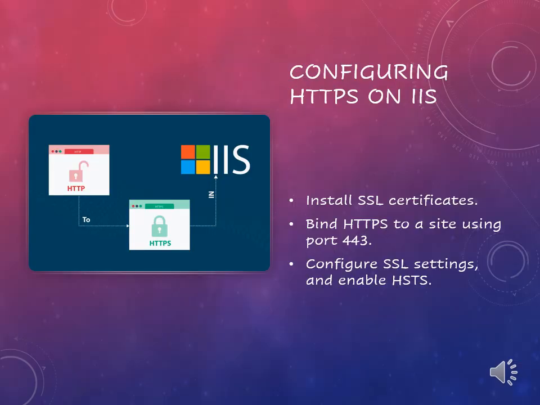In this slide, I will talk about steps to configure HTTPS on IIS. First is to install SSL certificates. Obtain and install an SSL certificate on the server to enable secure connections. The next one is to bind HTTPS to a site. In IIS Manager, bind the SSL certificate to the site by selecting HTTPS as the protocol and assigning port 443.